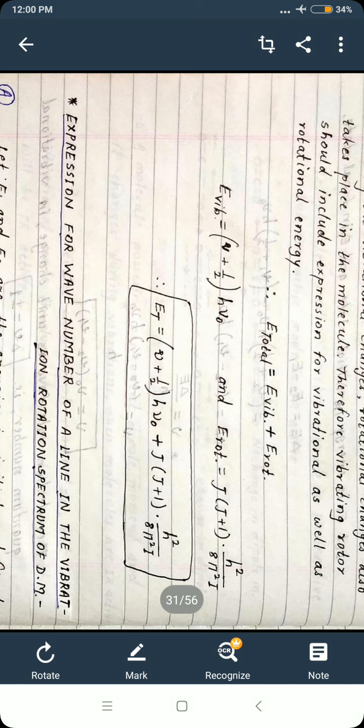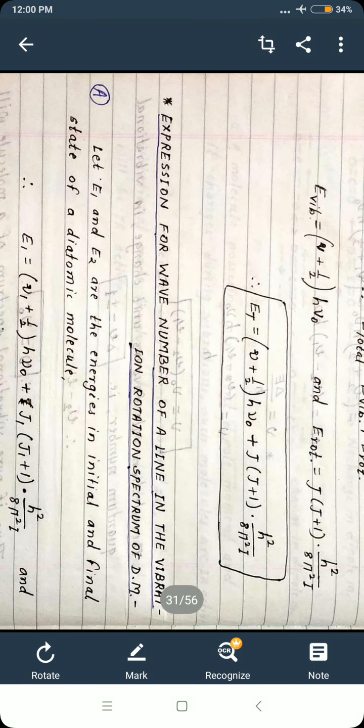Then we discuss a very important article from this topic, that is the expression for the wave number of lines in the vibration rotation spectrum of a diatomic molecule. This is important, therefore remember this very well. Expression for wave number of lines in the vibration rotation spectrum of a diatomic molecule.